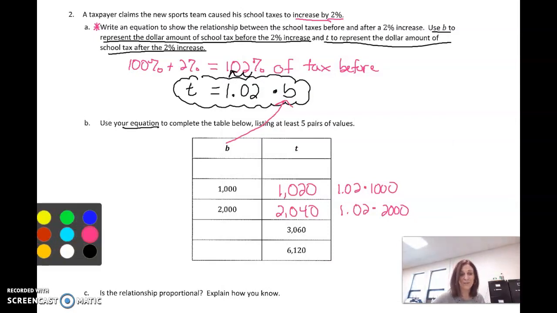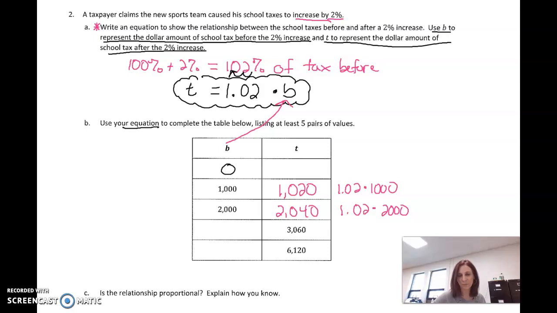Now we get to pick some values. So let's say I pick 0. 0 is a good one to pick. If I plug 0 in here and I go 1.02 times 0, well, I get 0. And it makes sense. If I didn't pay any taxes before, if you increase nothing by 2%, you're still paying nothing. Now, notice we're multiplying here.